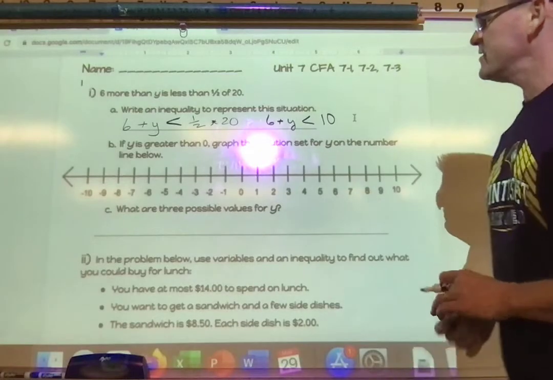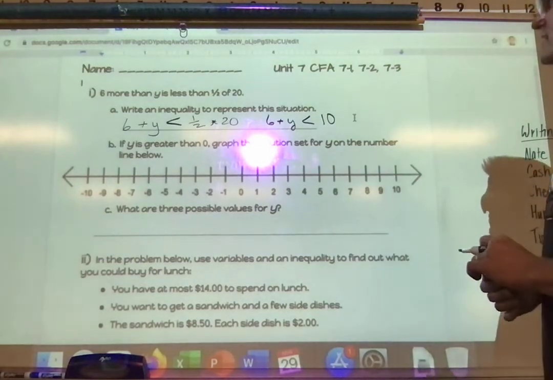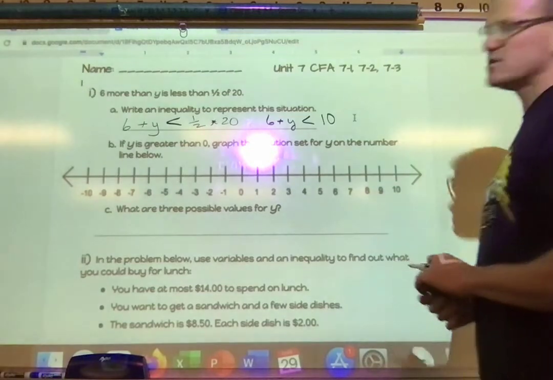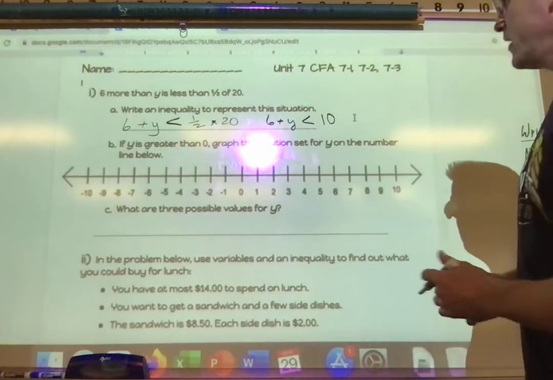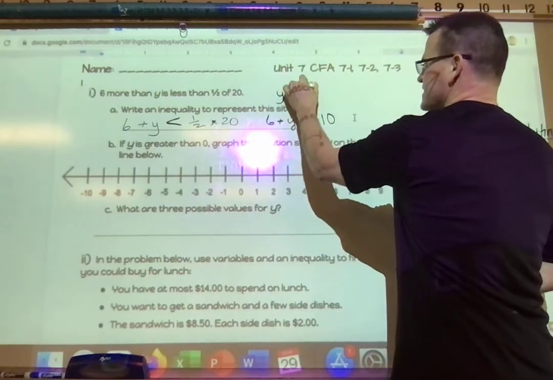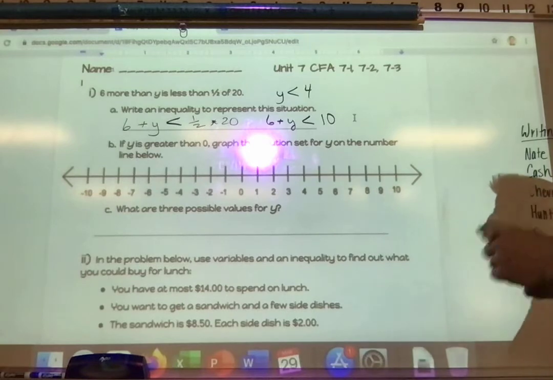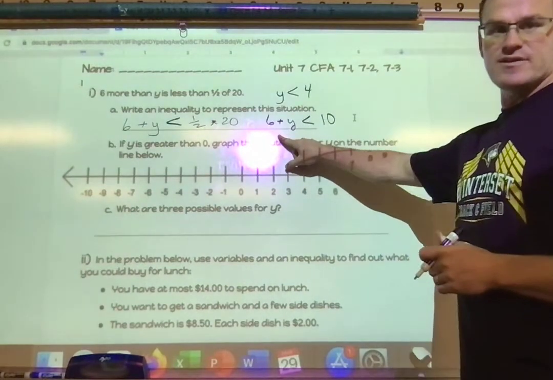I could also check, though, or put in like 3.5 or 3.6. Don't forget those decimals. So I should know that in this case y is going to be less than 4. Okay, so I'll write it up here. I know y has to be less than 4 to make this true, and I could do that with some trial and error.